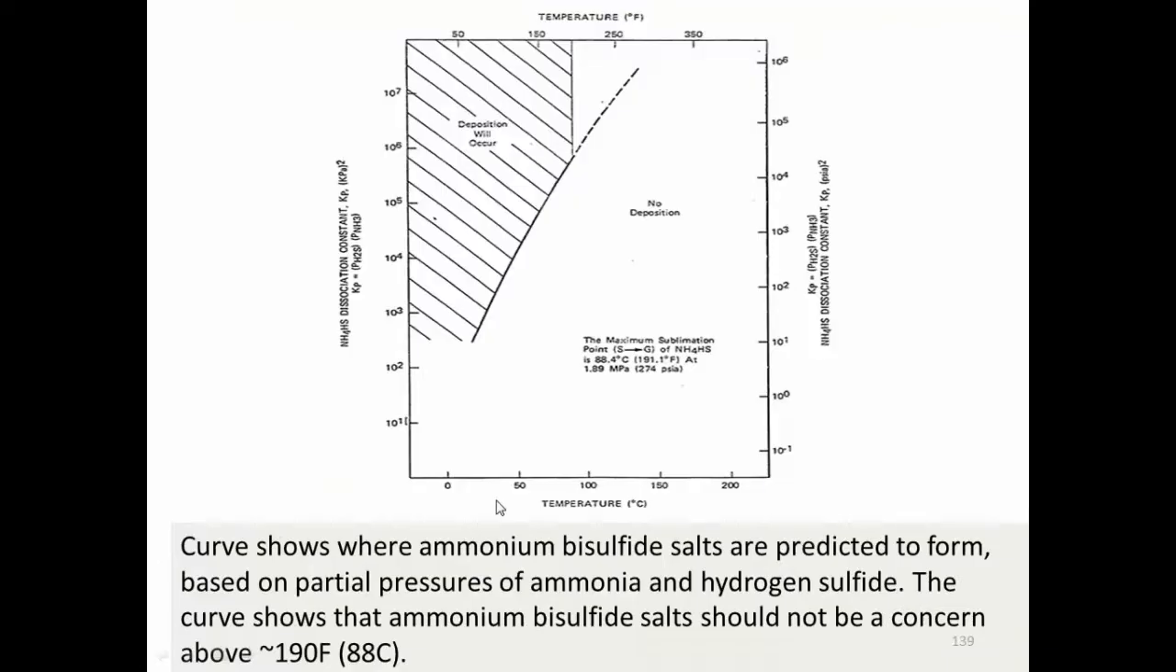It can also be seen in this graph. Here you can see Kp on the y-axis and temperature on the x-axis. Suppose the Kp value is 10 to the power 3, then the salt deposition temperature comes roughly around 40 degrees Celsius. It means that if temperature is above 40 degrees Celsius, there won't be any salt deposition. But if my Kp value is 10 to the power 5, then the salt deposition temperature may come roughly around 75 degrees Celsius. It means you now need to maintain a much higher temperature to avoid salt deposition if my Kp is higher, and Kp will be higher if the partial pressure of ammonia and H2S is higher.